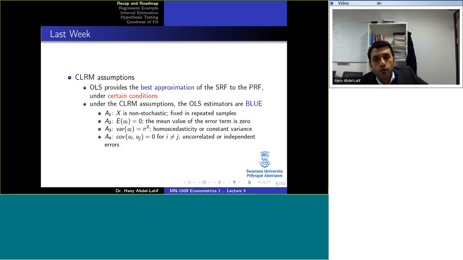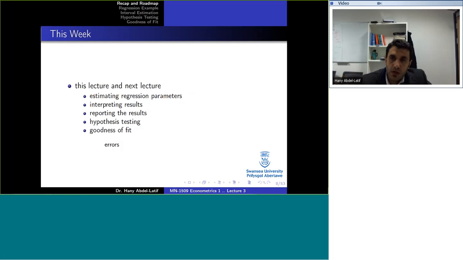Also, assumption number 4, we talked about how the error terms should not be correlated. They should be independent from each other. That is another assumption that we will cover in another lecture, and we'll see how to test for it, and if there's a problem of autocorrelation, how to deal with this problem. So let me now tell you what we're supposed to cover today.